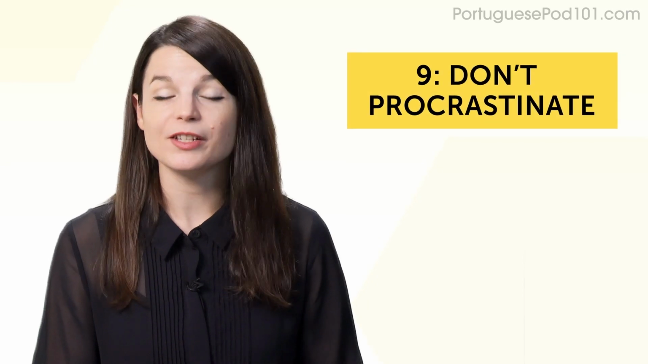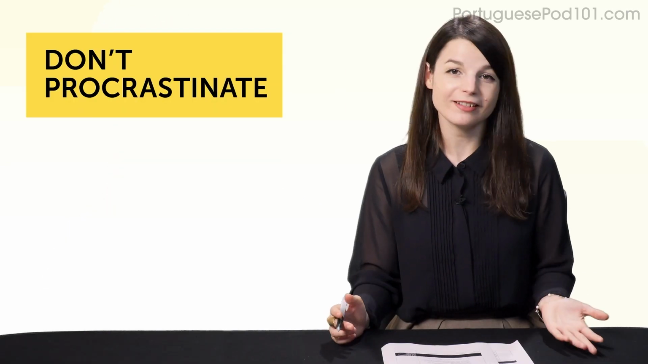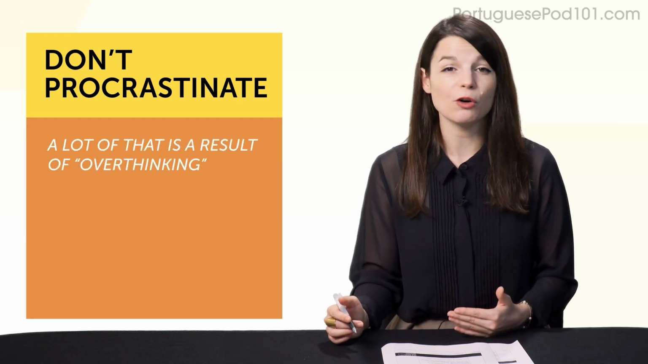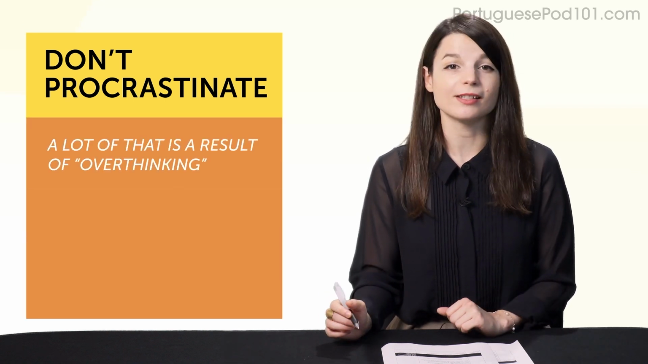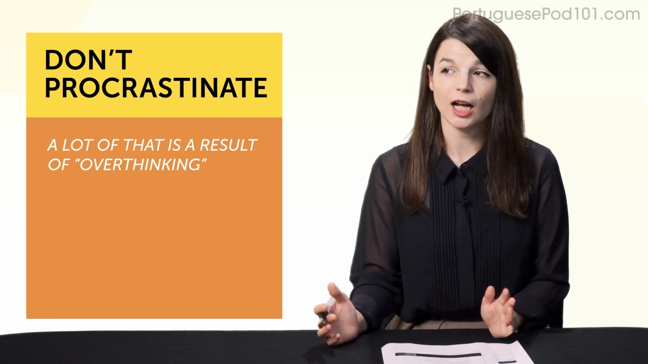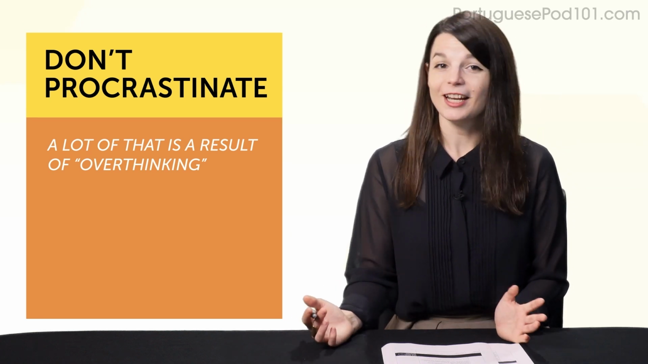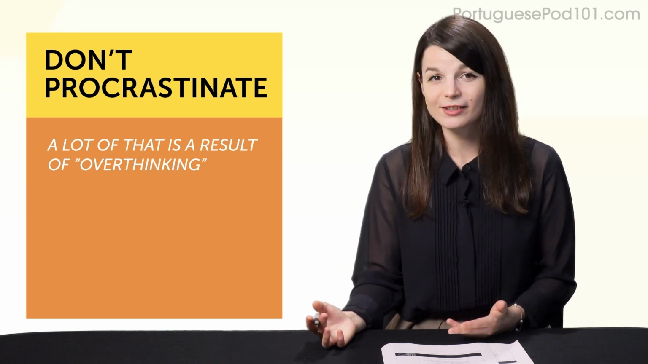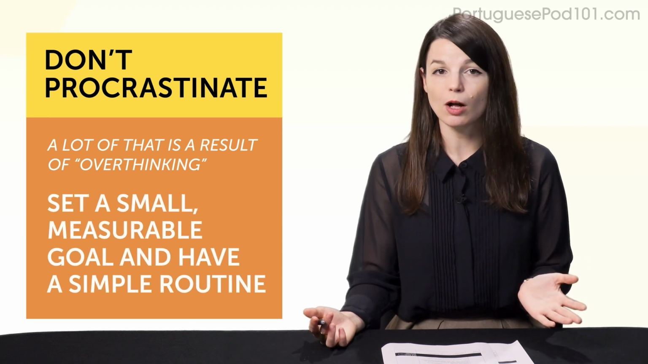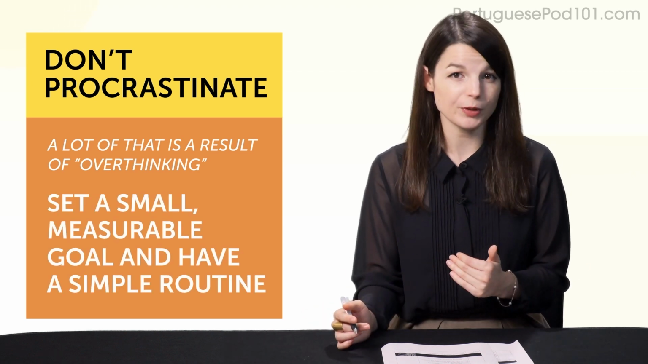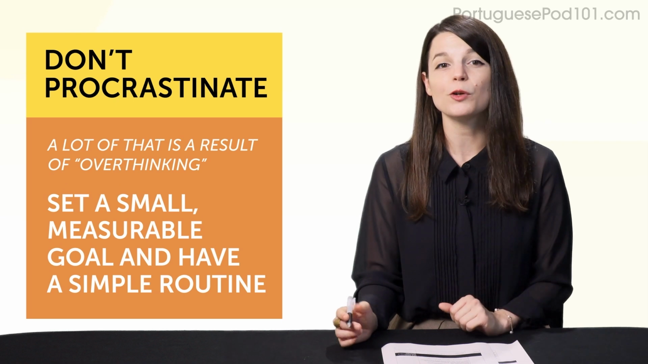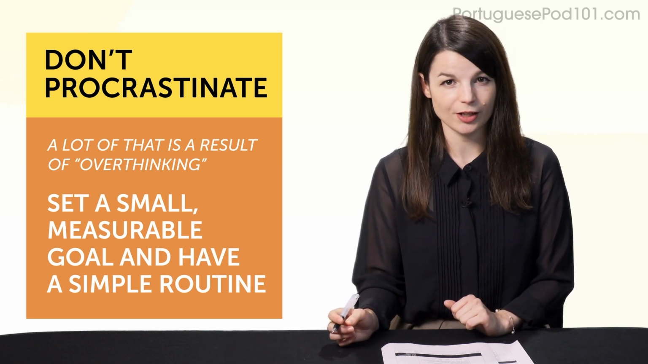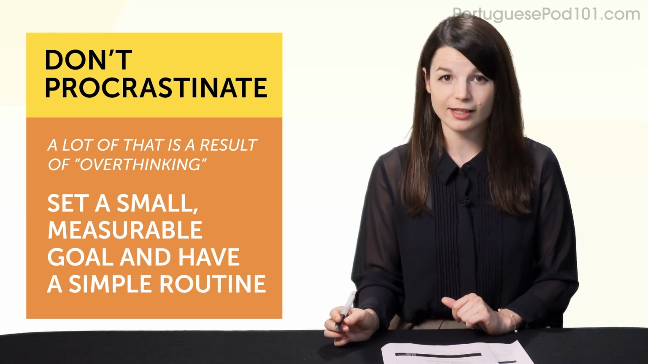Habit number 9 is don't procrastinate, which is easier said than done. Most of us procrastinate, and a lot of that is a result of overthinking. Let's say you plan on studying today. So you remember, I have to study, I have to study. Now you're ruining it in your head. It becomes something you have to do. It's a hassle now. But if you set a small, measurable goal and have a simple routine, spend 5 minutes, then you know you just need to put in 5 minutes, and you're done. So if you want to beat procrastination, make your goals and routines easy.